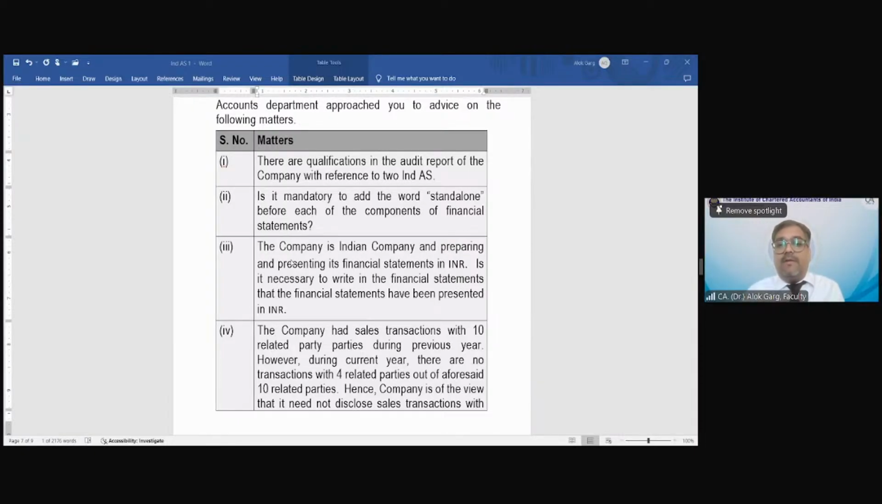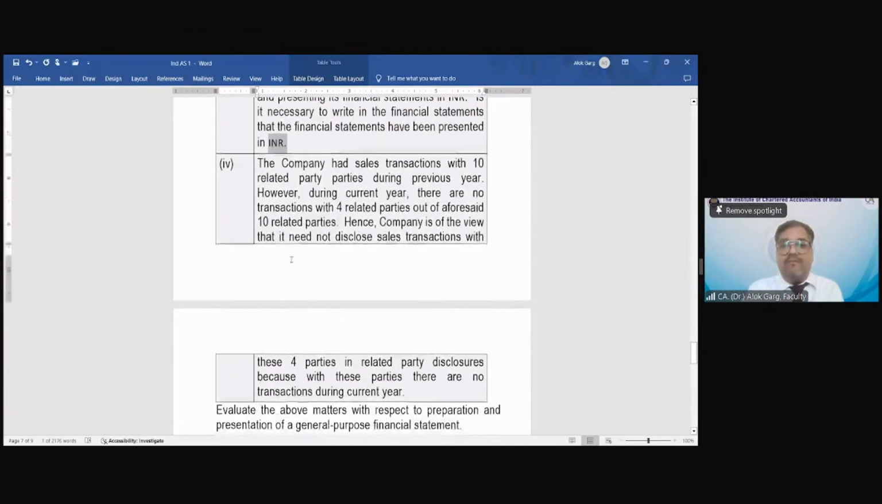Okay. The company had sales transactions with 10 related parties during the previous year. However, during the current year, there are no transactions with 4 related parties out of the aforesaid 10 related parties. So in the last year, the comparative year, there were transactions with 10 related parties. In the current year, out of 10, there are transactions with only 6 related parties. With the 4 related parties, there is no transaction in the current year.